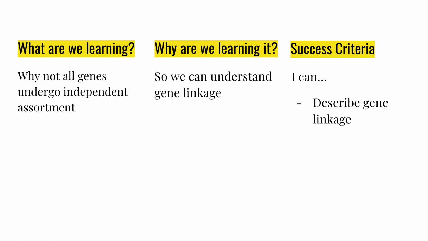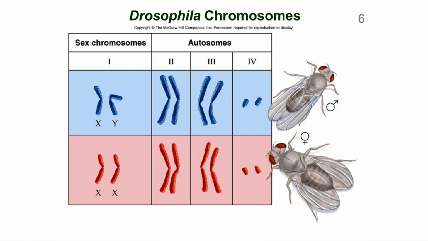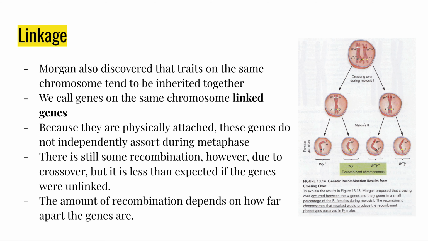Not all genes undergo independent assortment, so we can understand linkage and eventually be able to describe how gene linkage occurs. In Morgan's experiments, he knew that Mendelian genetics predicted that all traits will assort independently, that the inheritance of one trait will not influence the inheritance of another trait. But if you recall, Morgan's fruit flies only had 4 pairs of chromosomes, and that led him to make a very interesting discovery that Mendel would not have been able to explain.